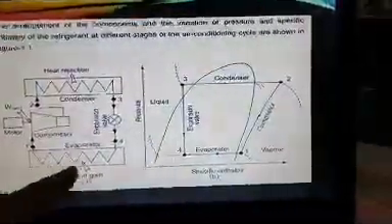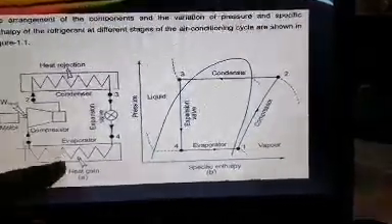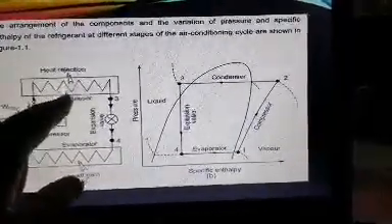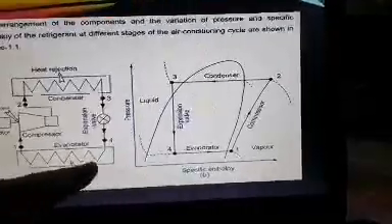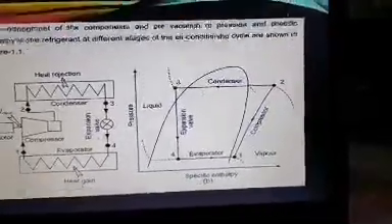As we look, the evaporator goes into the compressor, the compressor compresses the refrigerant vapor from the evaporator and sends it to the condenser. And then the expansion valve takes the refrigerant from the condenser and transfers it to the evaporator, and the cycle is complete.